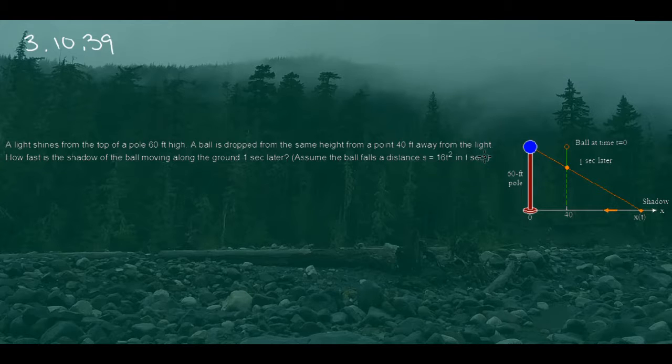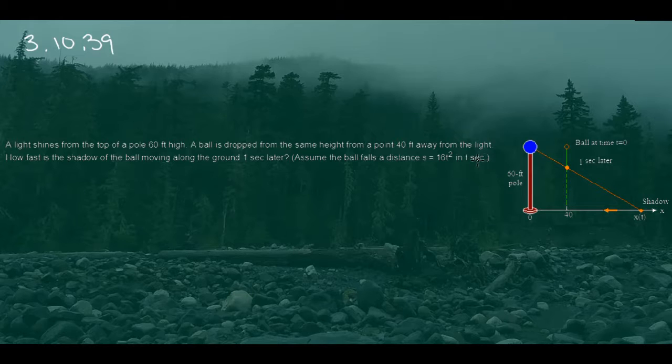this example. So what we have is that a light shines from the top of a pole 60 feet high. A ball is dropped from the same height from a pole 40 feet away from the light. How fast is the shadow of the ball moving along the ground 1 second later? Assume that the ball falls at a distance of negative 16t squared in t seconds.